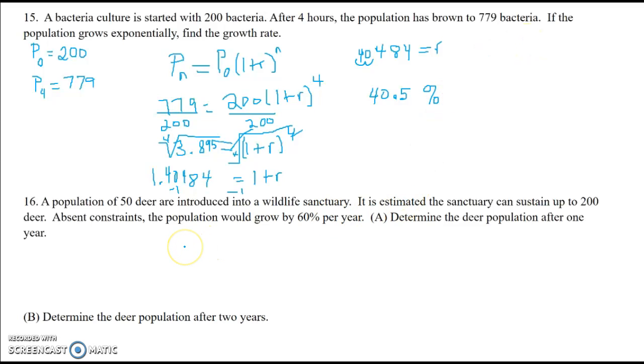Okay, 16 says, a population of 50 deer are introduced into a wildlife sanctuary. It is estimated the sanctuary can sustain up to 200 deer. So as soon as I hear that, up to 200 deer, I know that this is a logistic growth problem.